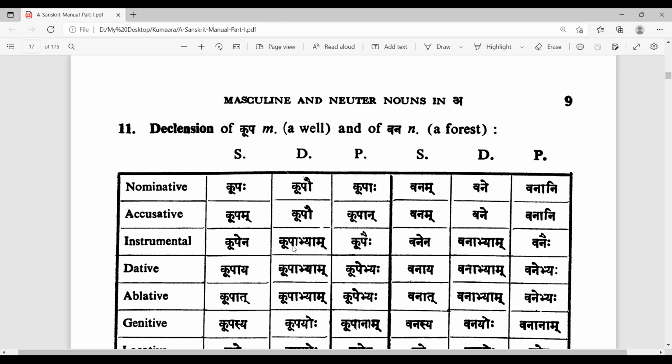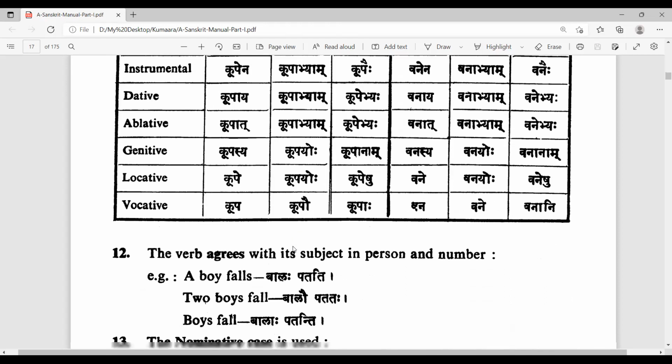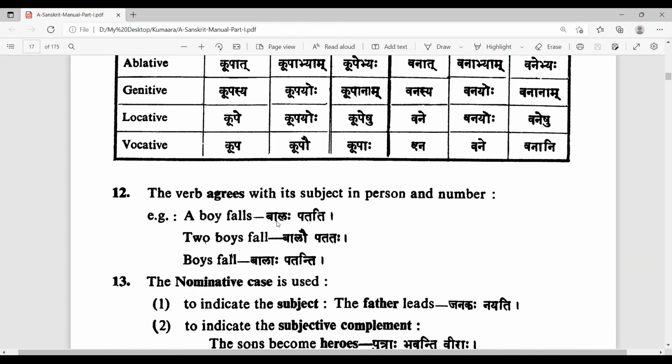Akaranta napumsakalinga is vana shabda. We know this. The verb agrees with its subject in person and number. That's called samanadhikaranyam. Patati and balaha. Patati is prathama purusha. Therefore, balaha is prathama purusha and it is ekavachanam. Lat lakara. Balaha is a subject. Therefore, bala is a pratipadikam. Balaha is a subject, nominative case, prathama vibhakti ekavachanam, matching with the kriya padam. 2 boys fall: balau patataha. Balaha patanti. This is a rule. This is what we are seeing in Sanskrit composition also.